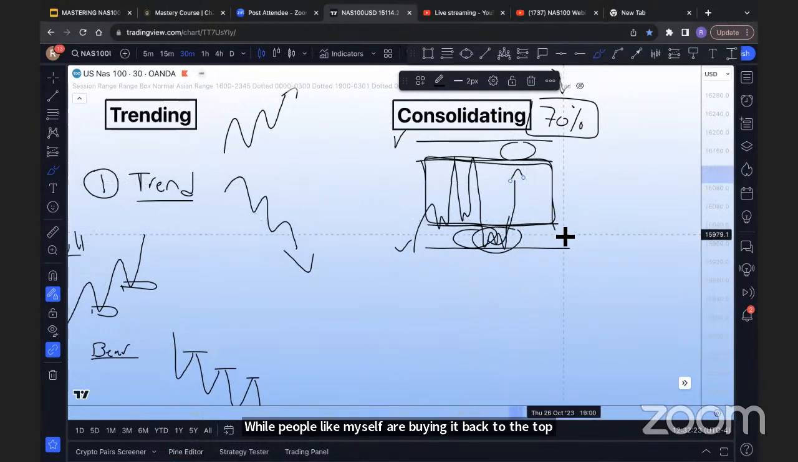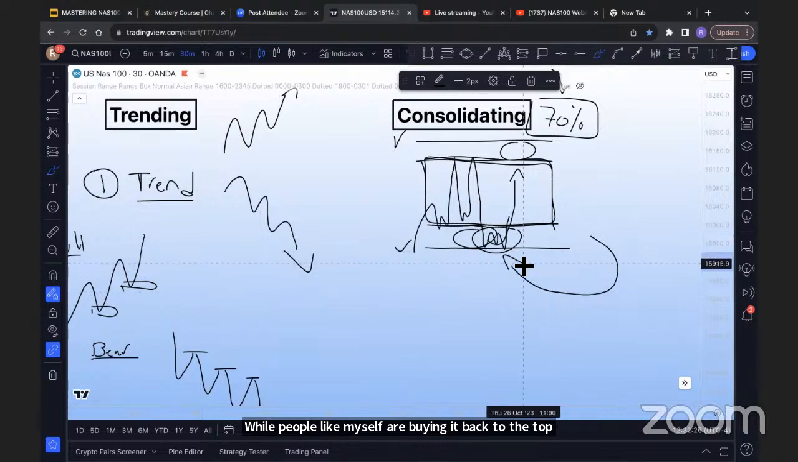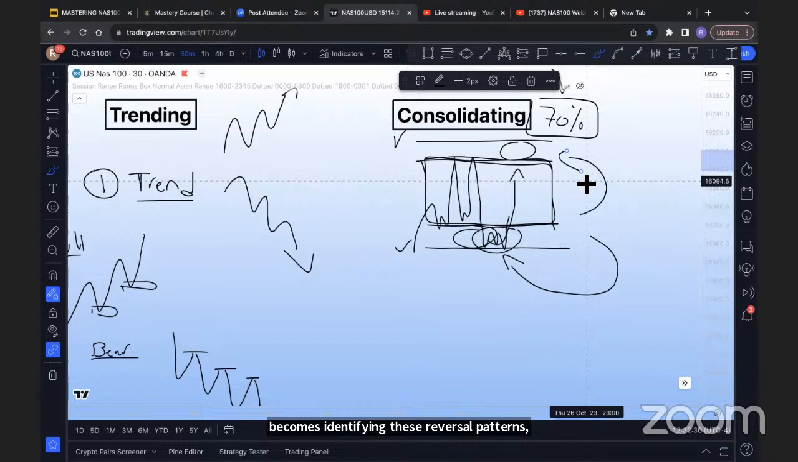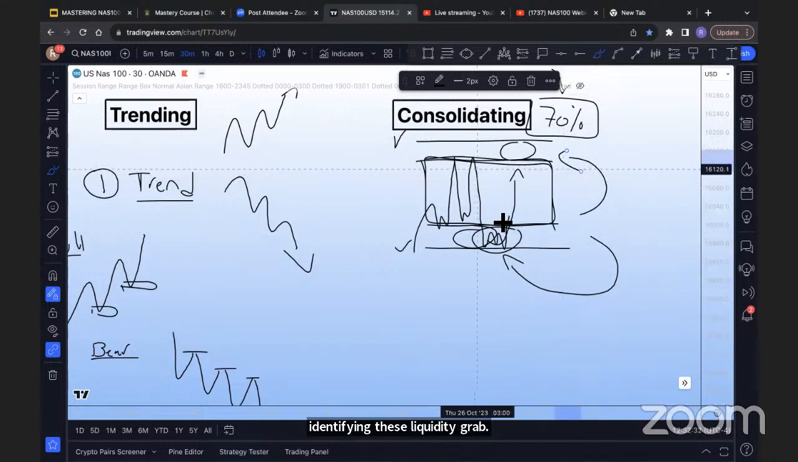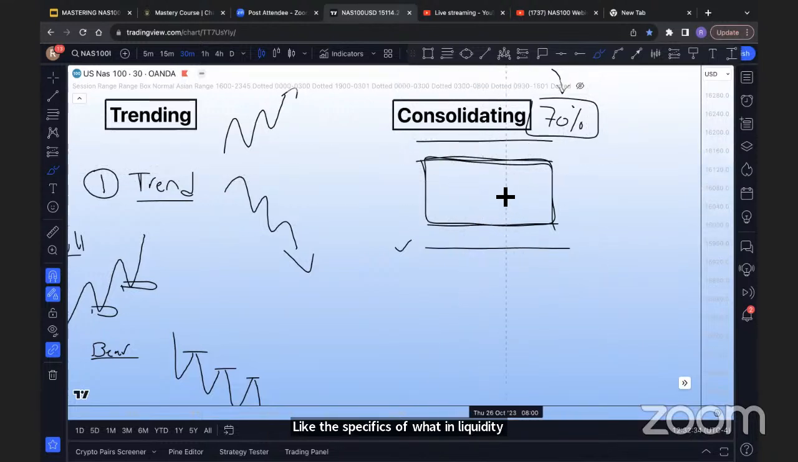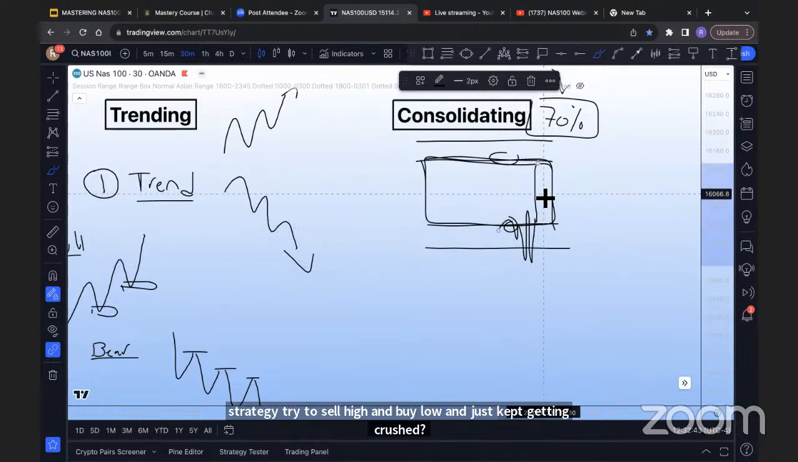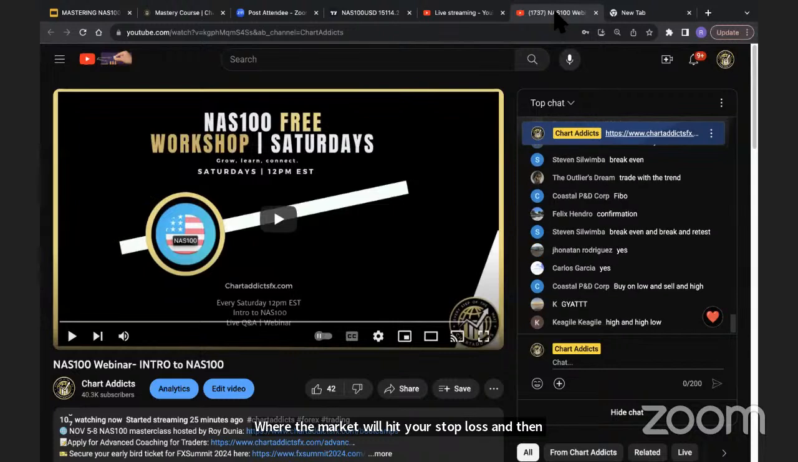So in a consolidating market, your job becomes identifying these reversal patterns, identifying these liquidity grabs, like the specifics of what a liquidity grab looks like, so that you can actually trade supply and demand. How many of you have learned a supply and demand strategy, tried to sell high and buy low, and just kept getting crushed, where the market will hit your stop loss and then move? Probably everybody at some point.